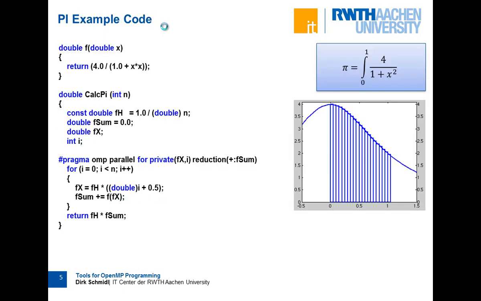So again, the pi example. You've seen this several times now. What you need to do to parallelize this loop, you've done this in the examples: you need a private version of the i, a private version of this fx, and a reduction on this fsum. So everyone can write this now without any problems. If you're just waking up in the night at 3 o'clock, this will work fine.